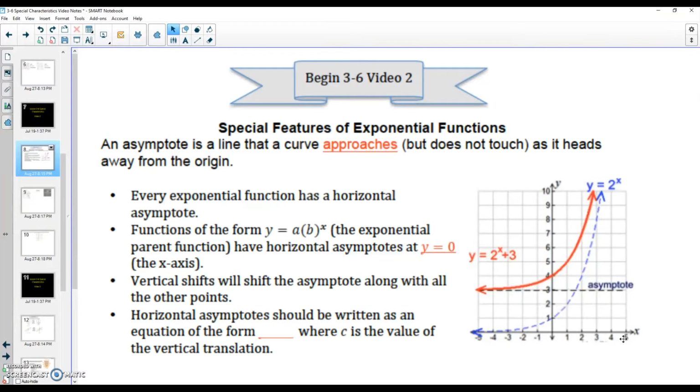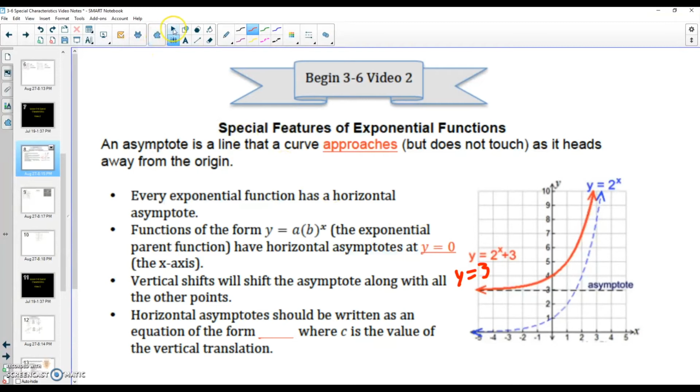So for example, if we had a vertical shift of 3, like in the example y equals 2 raised to the x power plus 3, we would take that original asymptote that was down here at 0, and since this is shifting the whole function up 3, our asymptote would shift up to 3 as well. So our new asymptote would be y is equal to 3, and that would be for this function right here.